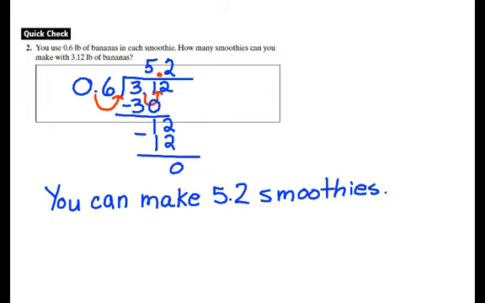So 6/10 goes into 3 and 12/100, 5 and 2/10 times. So you can make 5 and 2/10 smoothies. One thing I want you to start doing is whenever we have story problems or any kind of problem in words, you need to write a complete sentence to answer the question. We'll talk about this in class tomorrow.